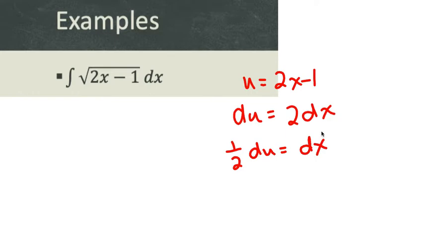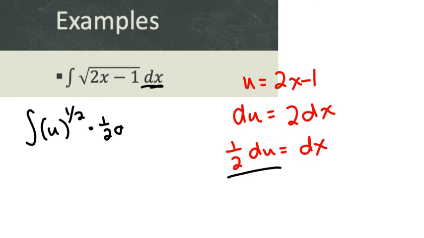So let's go ahead and substitute some things back in here. So what I'm going to end up with is the integral of square root, and actually, you know what, I'm going to just rewrite this as u to the 1/2. We'll save ourselves a little bit of work there. So u to the 1/2. And now we're going to replace dx with what we know, and we know that dx is equal to 1/2 du, so times 1/2 du.